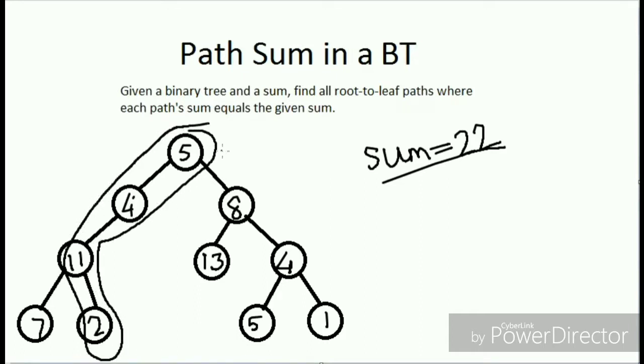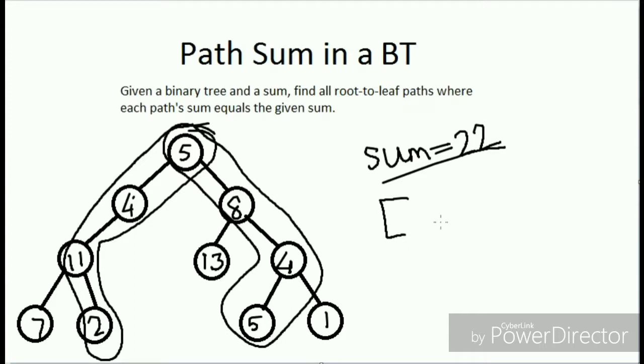and the second path we have is 5, 8, 4, and 5. 5 plus 4, 9, 9 plus 8, 17, 17 plus 5 is 22. So again we have this path. So we have to find all such paths and return them.